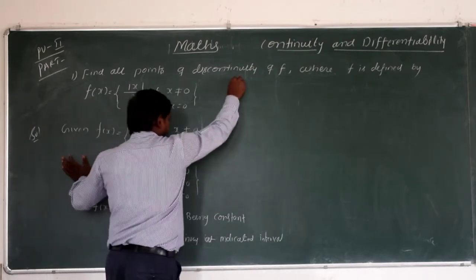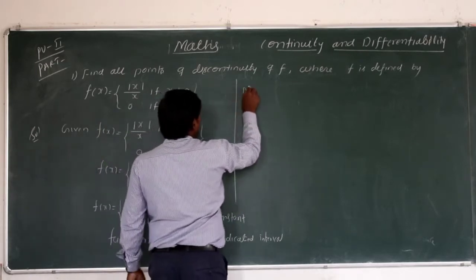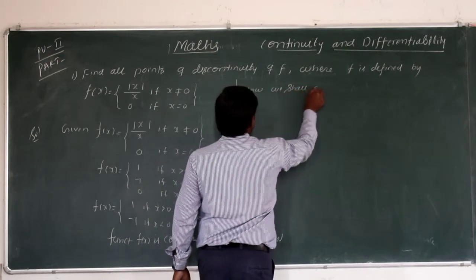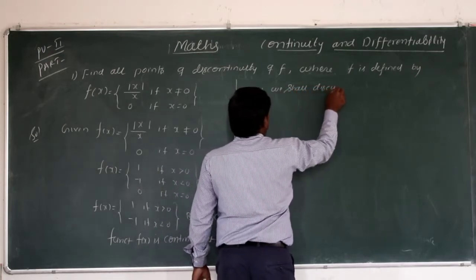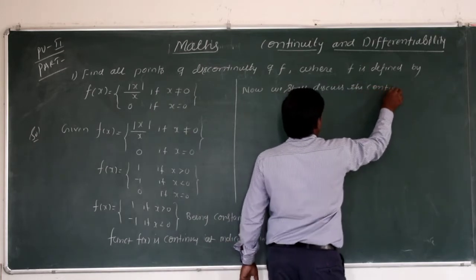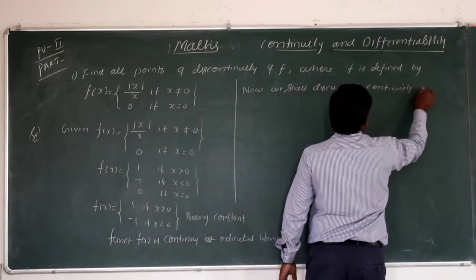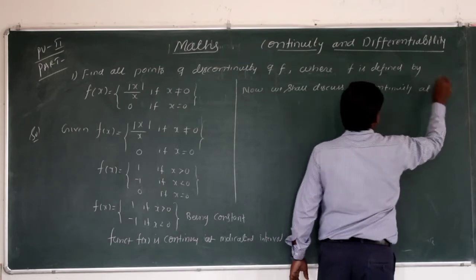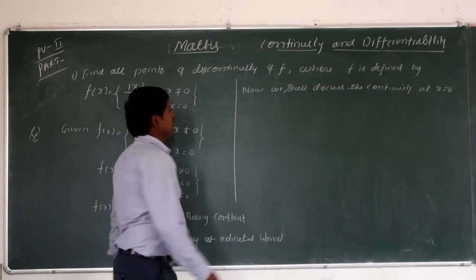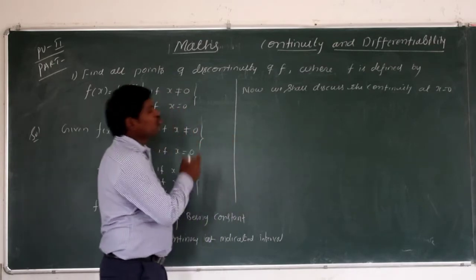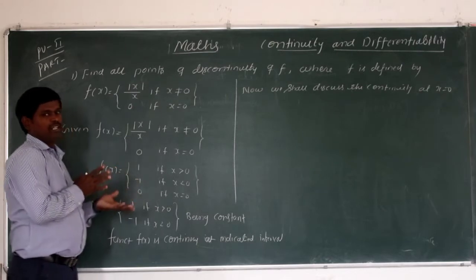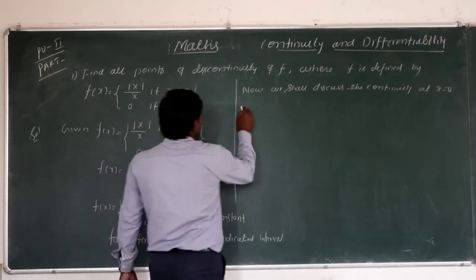So now we shall discuss the continuity at x equal to 0. What about at x equal to 0? We work with the help of the left hand and right hand limits. So the first one is the left hand limit.